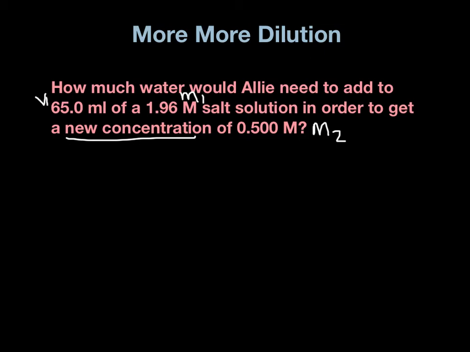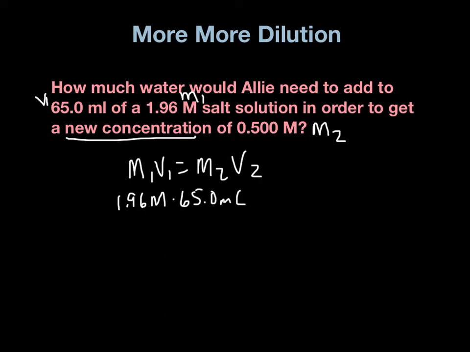There's a little trick to this one though, because it says how much water would she need to add to it. It doesn't say what is the final volume. We have to solve for the final volume first, but then we have to do something different too. So I'm going to start out solving for the final volume. M1 V1 equals M2 V2. And M1 is 1.96 molar. V1 is 65.0 milliliters. Notice, put in the units here each time. M2 is 0.500 molar. And V2 is what I'm solving for.